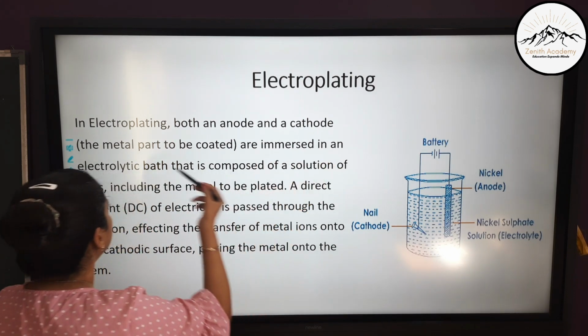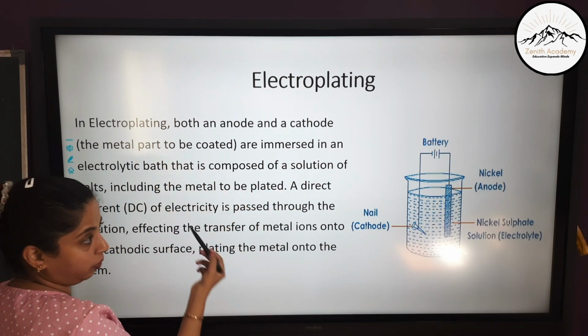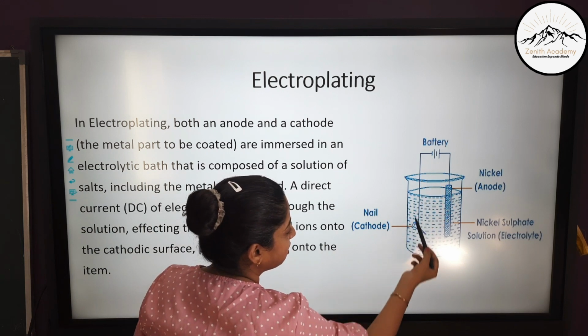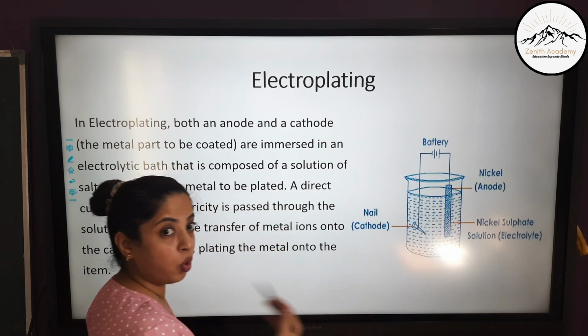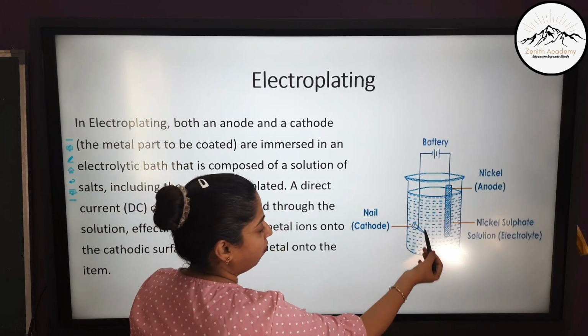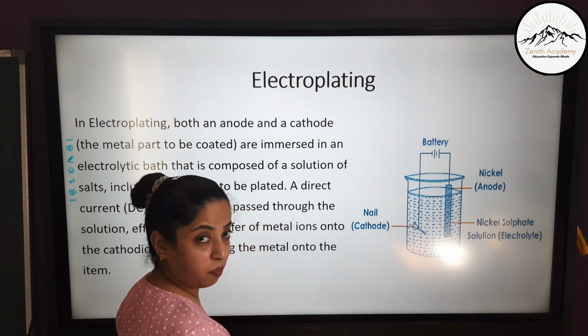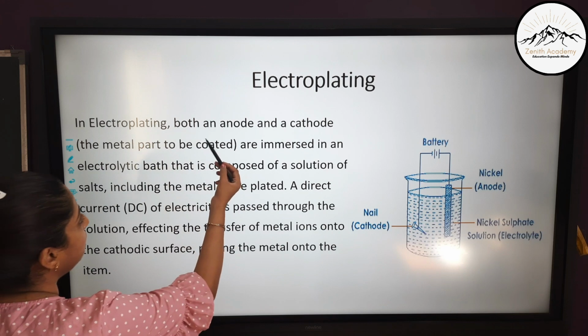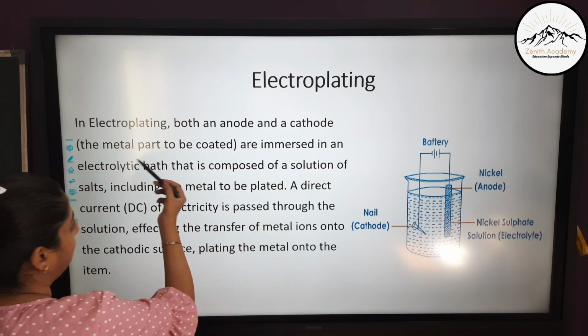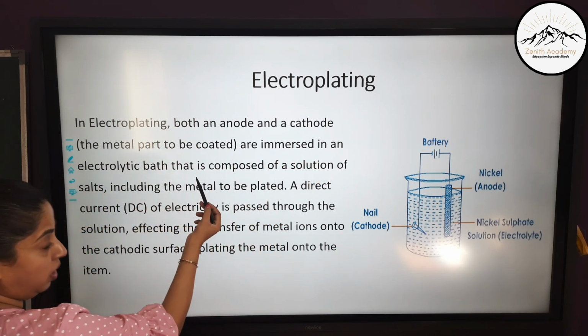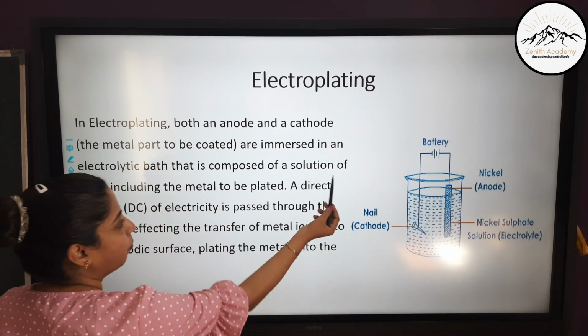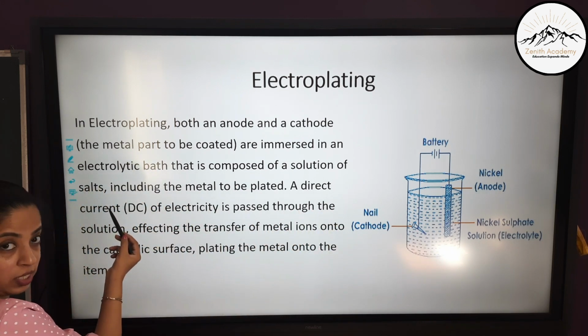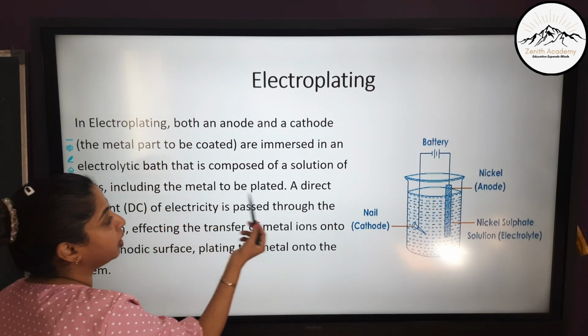And what is cathode? The metal part which is to be coated. Here you can see there is a nail and we want to coat that nail. So wherever we want to coat something, that article is made cathode. In electroplating both the anode and cathode are immersed in electrolytic bath, and the electrolytic bath is composed of a solution of salts including the metal to be plated.